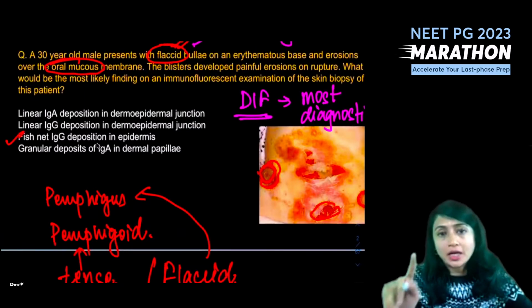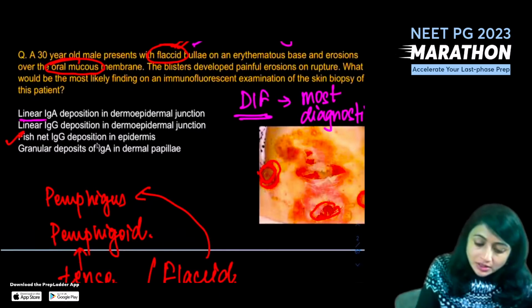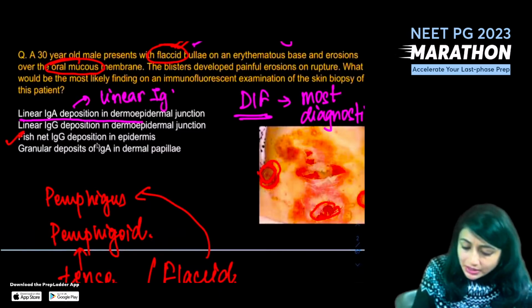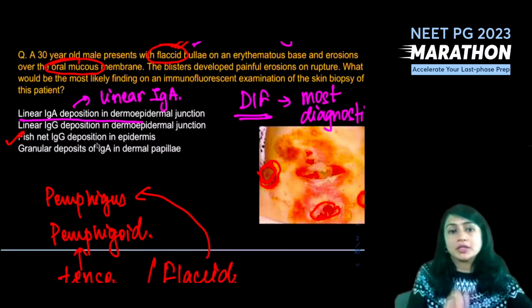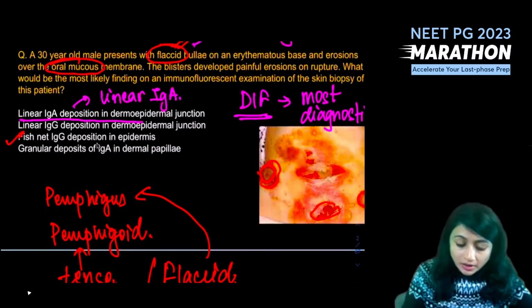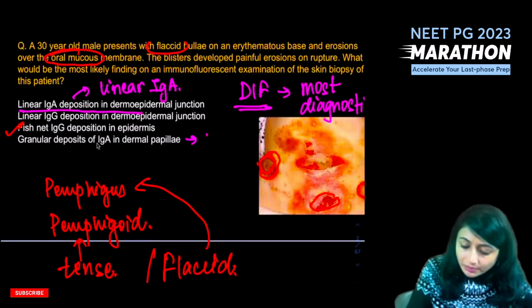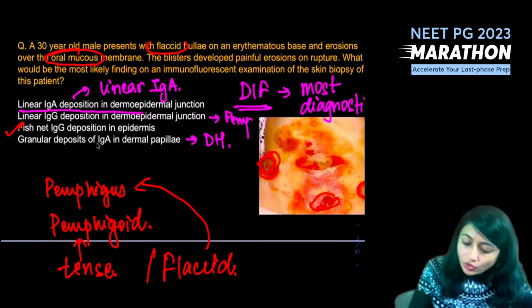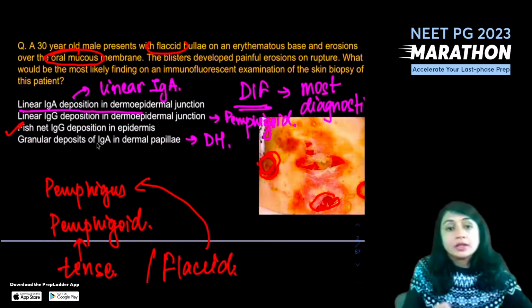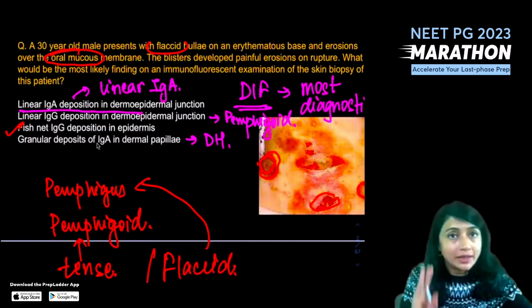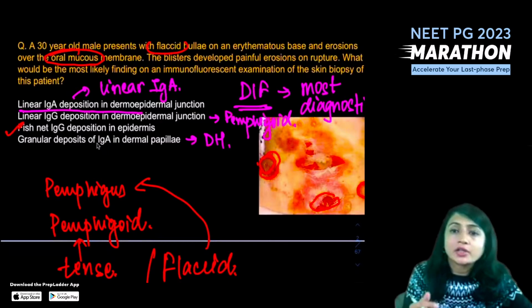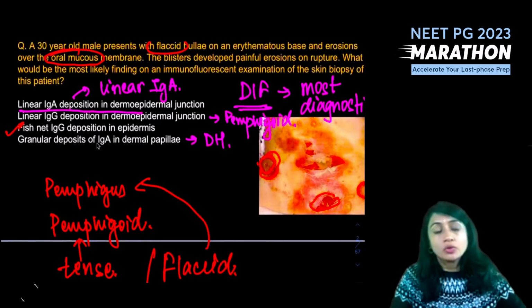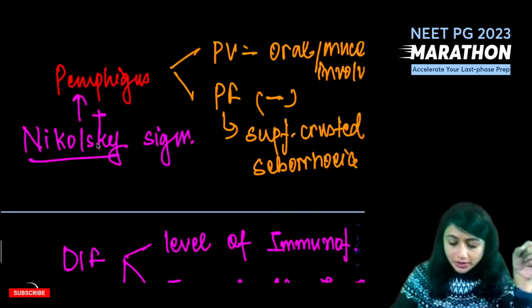But in linear IgA disease, you would get this linear IgA deposition. So this will only be present in linear IgA disease. So if that is the clinical picture, then this will be the answer. Then granular deposits of IgA in dermal papilla, dermatitis herpetiformis, linear IgG in pemphigoid group of disorders. Clear? So based on the question, first identify the diagnosis. Based on your diagnosis, you can mark what type of immunofluorescence you see. Okay, so I hope this topic is clear to you.